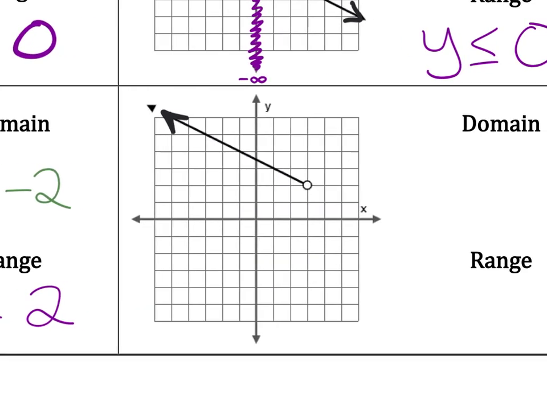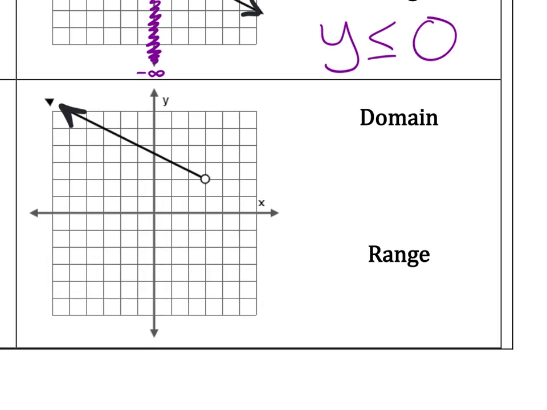Another example here. Let's see. I do still want you to pause it and try it for yourself. Give it a shot. Okay, hopefully you paused the video and gave it a shot yourself.